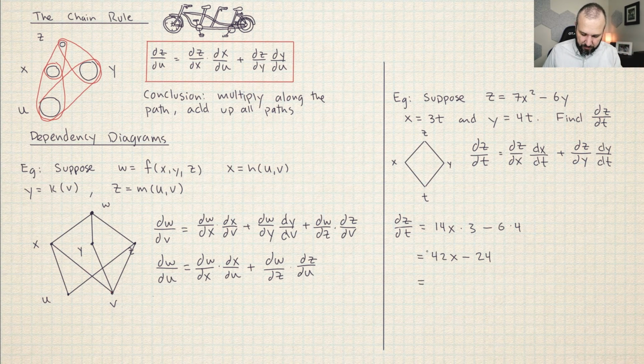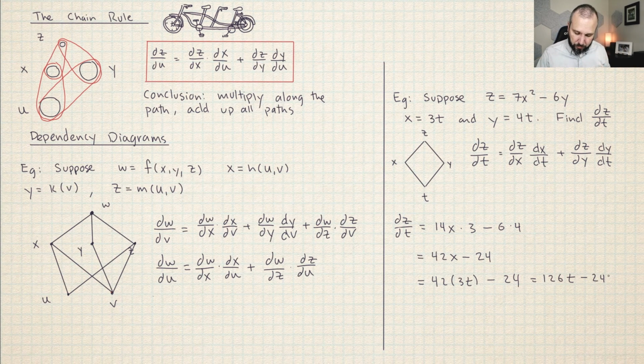But since I'm calculating del z del t, I really want my answer to be in terms of t, which is kind of a bummer because there's another Hitchhiker's Guide to the Galaxy reference. But it's not going to be, because now this has got to be 42 times x. X was 3t, so this is going to be 42 times 3t minus 24, which is 126t minus 24. So there it is. That's how you use the chain rule in this example.